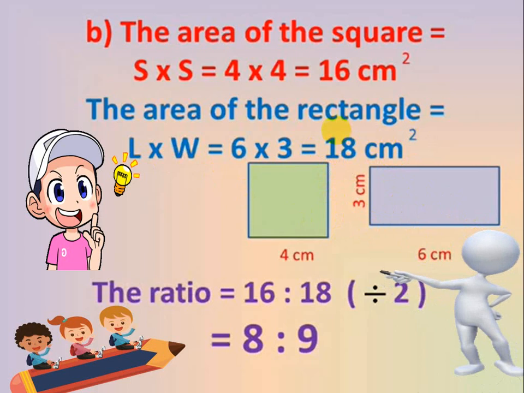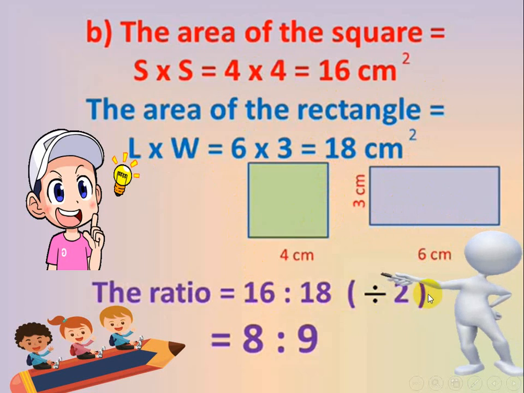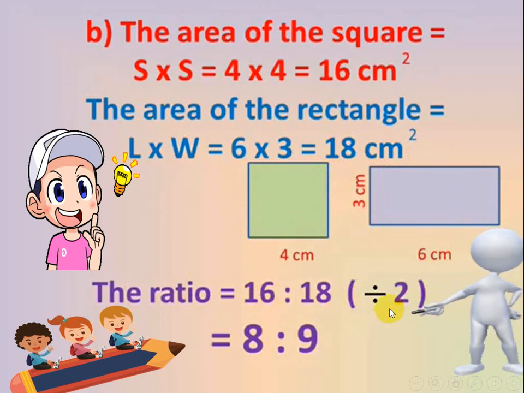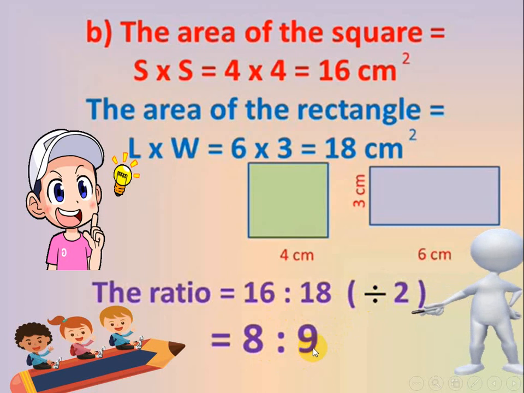So the ratio will be 16:18. 16 and 18 are even numbers. So we'll divide them by 2. 16 divided by 2 equals 8. 18 divided by 2 equals 9. 8 and 9 are in the simplest form, so the ratio will be 8:9.